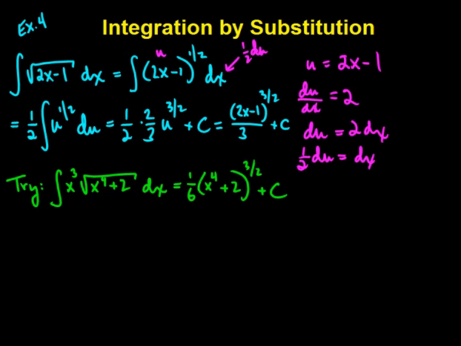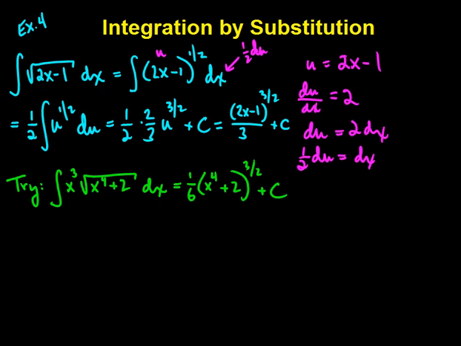Okay, so the answer to that would be 1/6 of x to the 4th plus 2 quantity to the 3/2 power plus c. And if you got that, then you can just go on to the next video. Otherwise, I will work through that here.